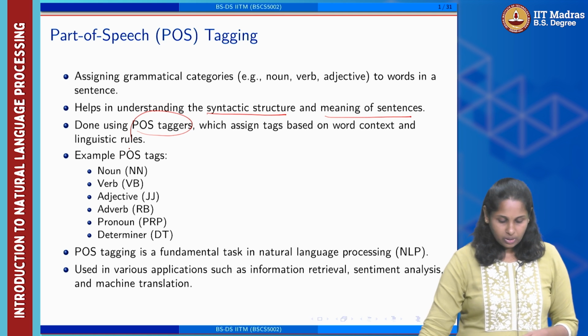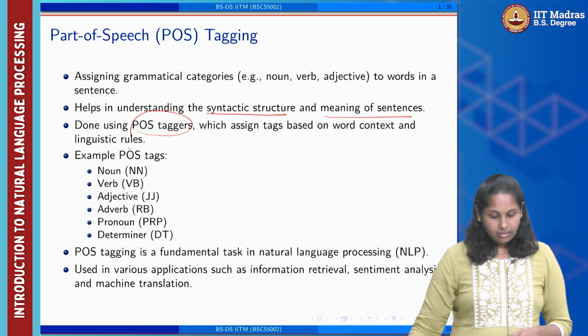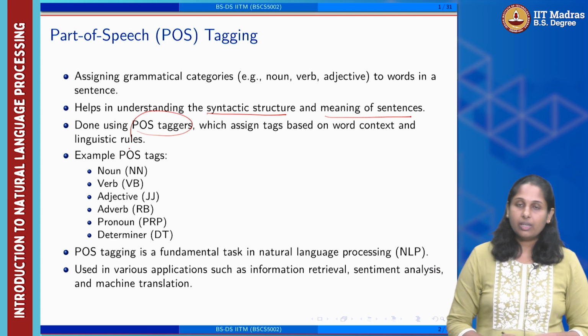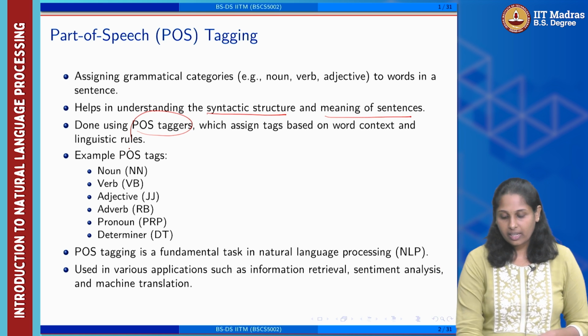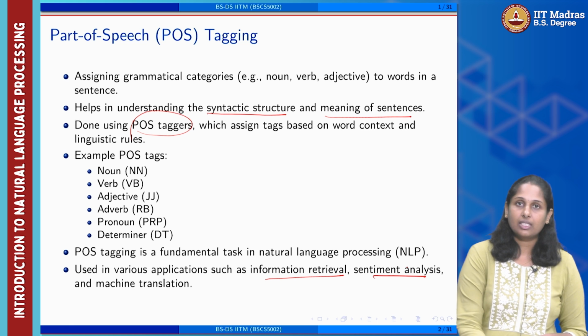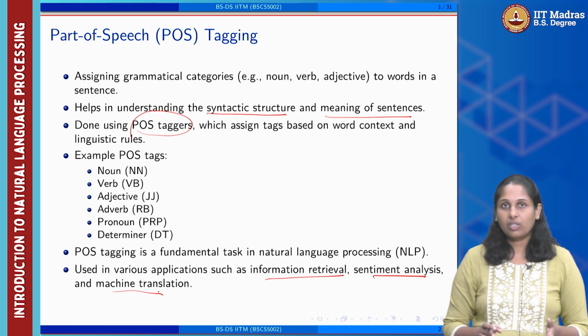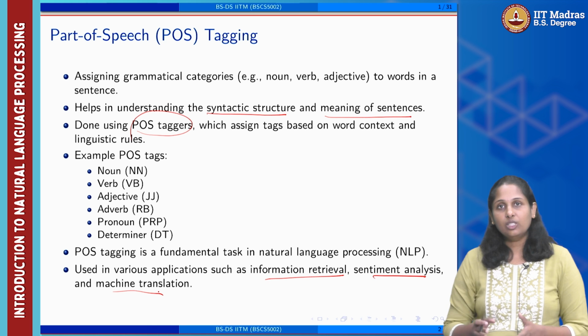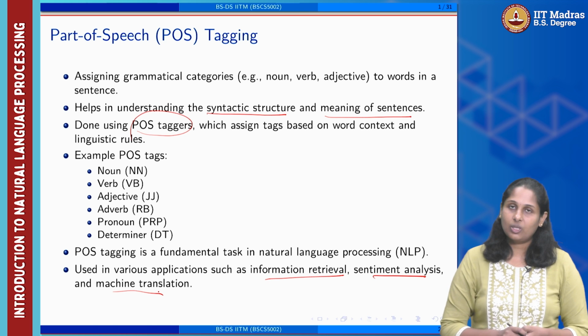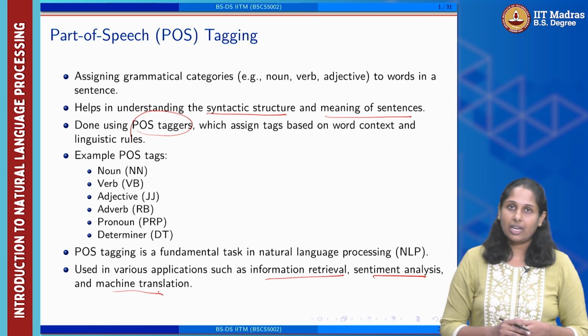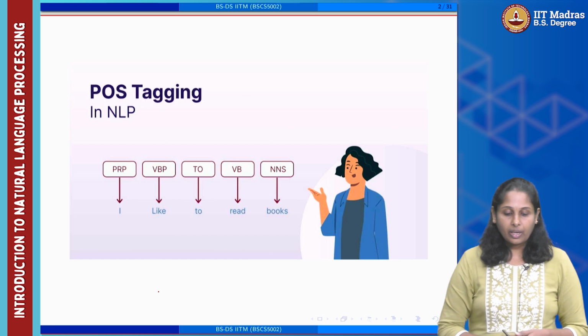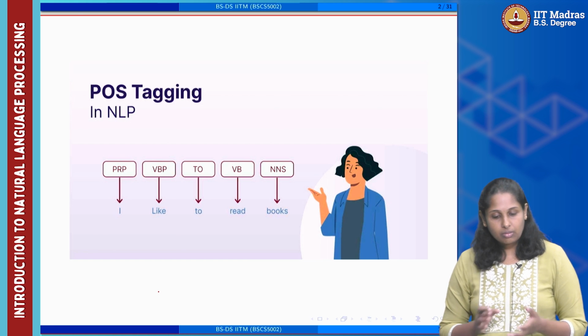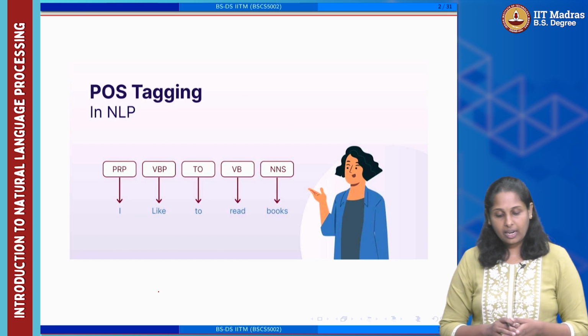This particular tagging is a fundamental task in natural language processing, because it is used in various applications like information retrieval, sentiment analysis, machine translation and whatnot. Wherever the data needs to be enriched with some kind of linguistic representation, the POS tagger helps us there. Okay. So, this is what the whole task of POS tagging in NLP looks like.